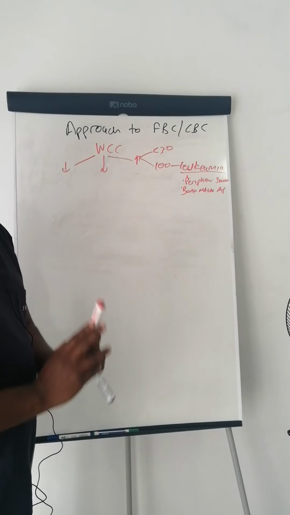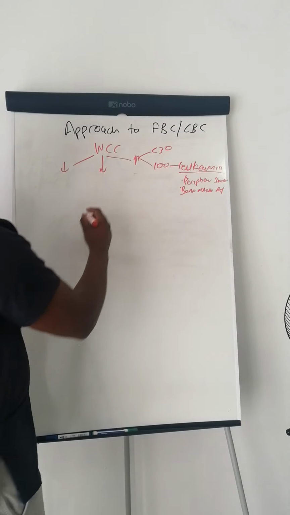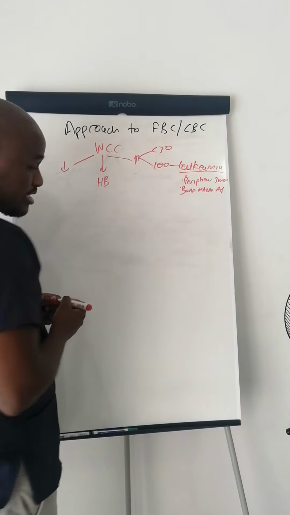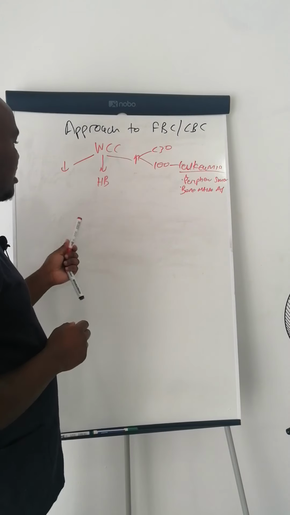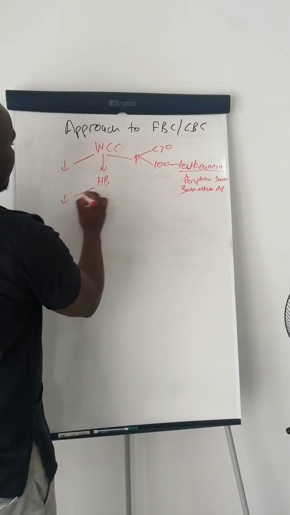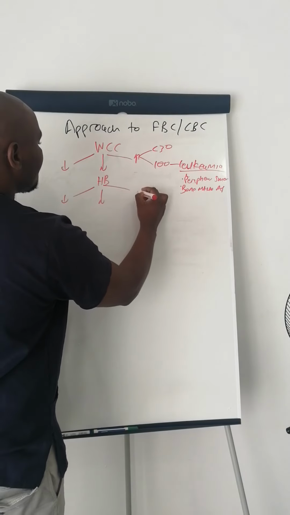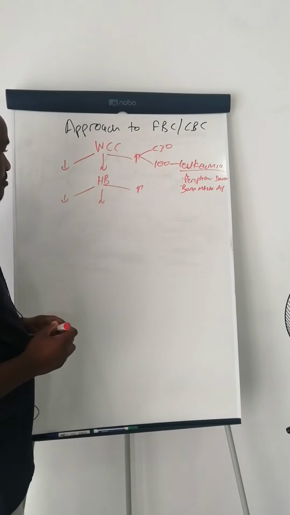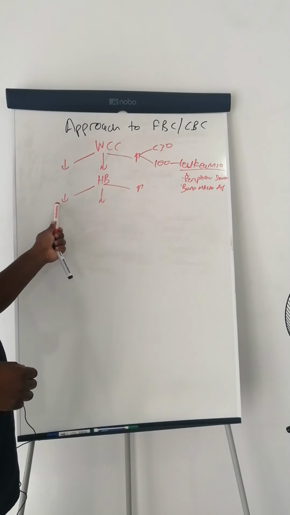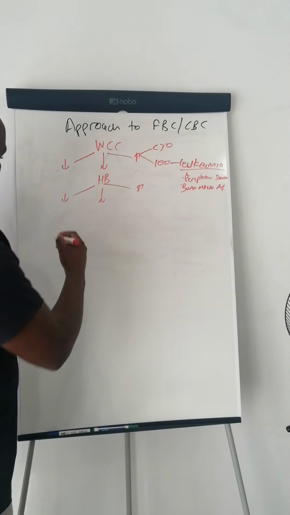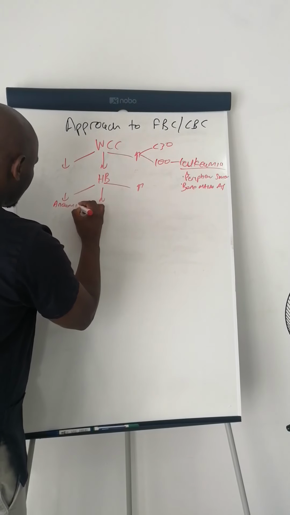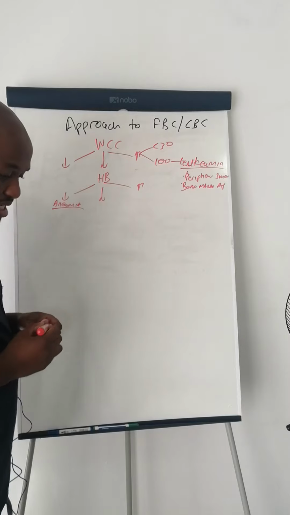The next step would be the HB. This is how I always do it. How is the HB? Am I having a low HB? Am I having a normal HB? Am I having a high HB? What is happening? If I'm having a low HB, that means anemia.